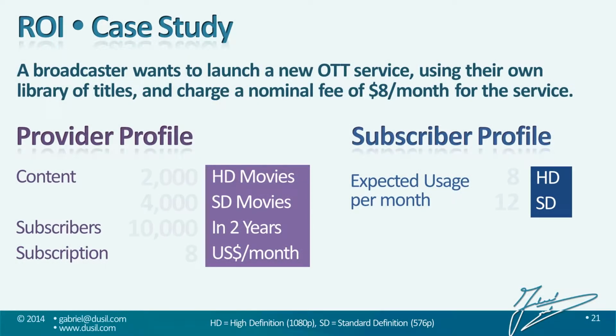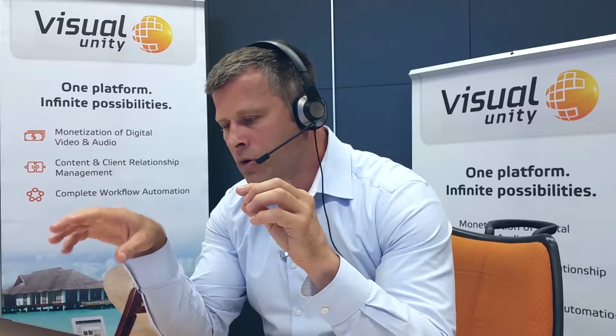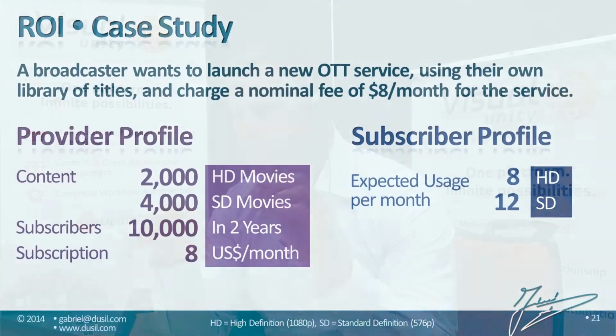Some of the controls that we want to establish here in understanding and creating our return on investment is in knowing how many HD movies they have, SD movies. The combination is 6,000 altogether. They want to generate and ramp up to 10,000 subscribers over a 2-year period. And then we also, in this analysis, need to understand the usage from a subscriber perspective. And in this case, we're going to use 8 HD movies and 12 standard definition movies per month. So any subscriber here will look at 20 movies per month.